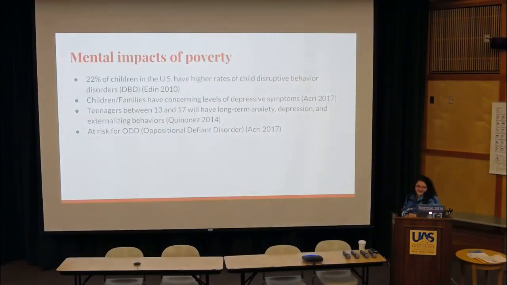But yeah, here are some of the mental impacts of poverty. 22% of children in the United States have higher rates of child disruptive behavior disorders, which is also known as DBD. And children and families have concerning levels of depressive symptoms. Teenagers between 13 and 17 will have long-term anxiety, depression, and externalizing behaviors. Children are also at risk for oppositional defiant disorder.